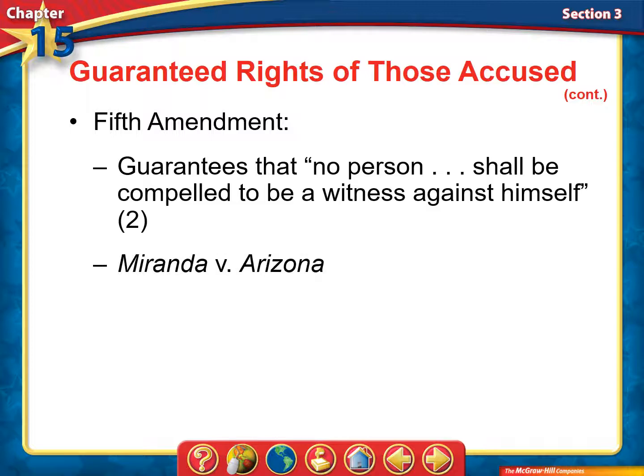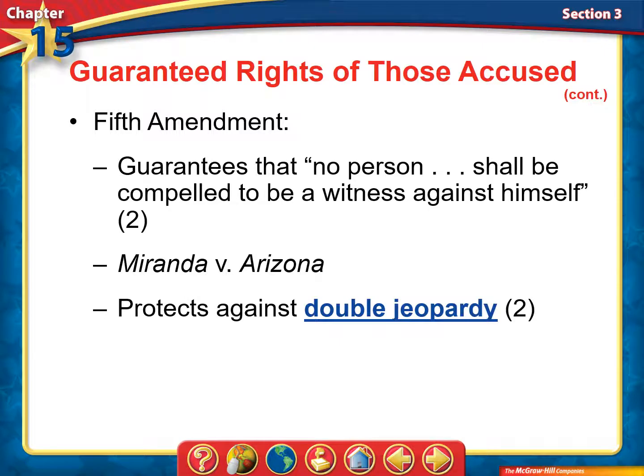The case of Miranda v. Arizona interpreted the Fifth Amendment to say that unless you are made aware of these rights, the officer cannot legally arrest you. So you not only have the right to remain silent from the beginning to the end, but the officer must inform you of your right to remain silent from the beginning to the end.